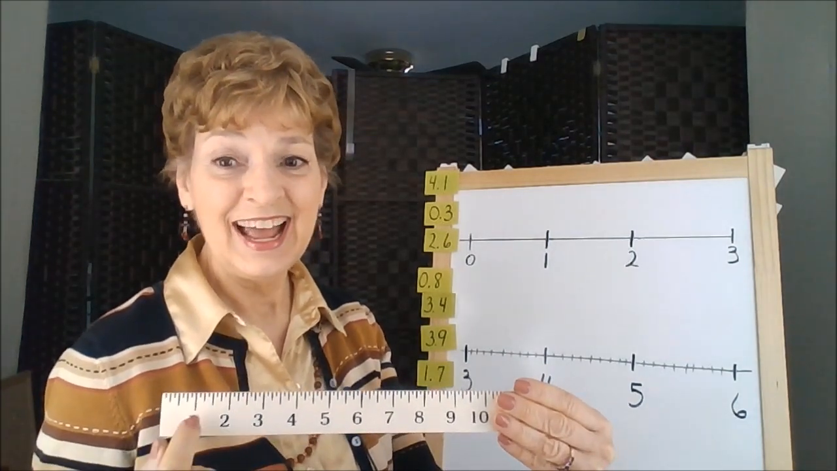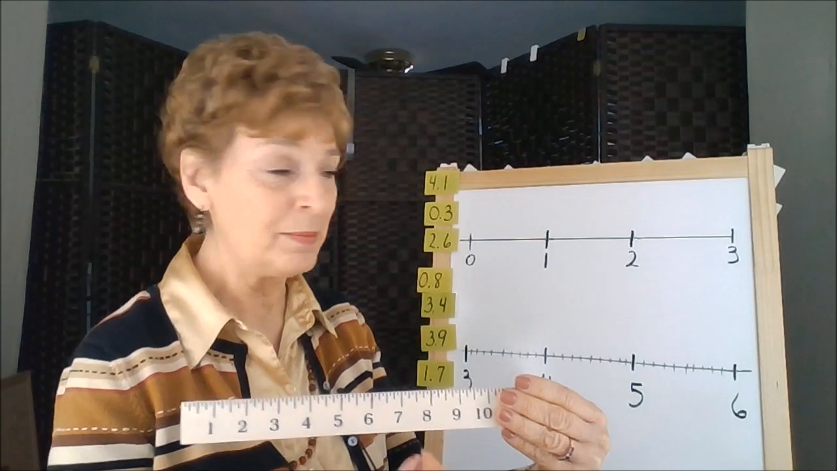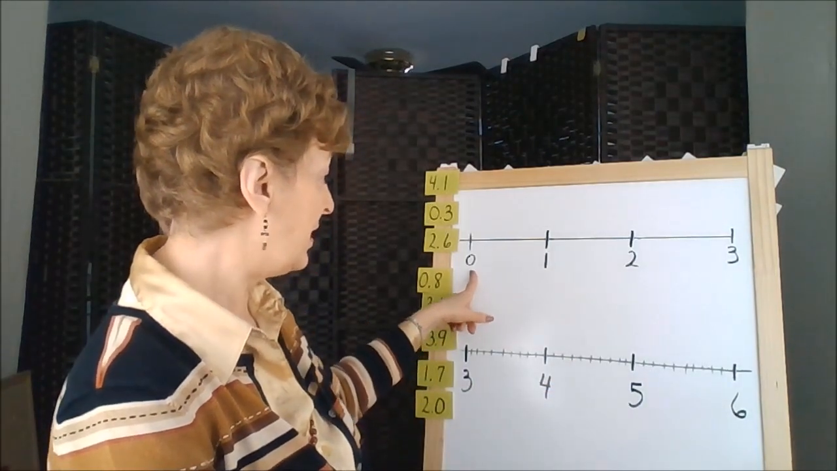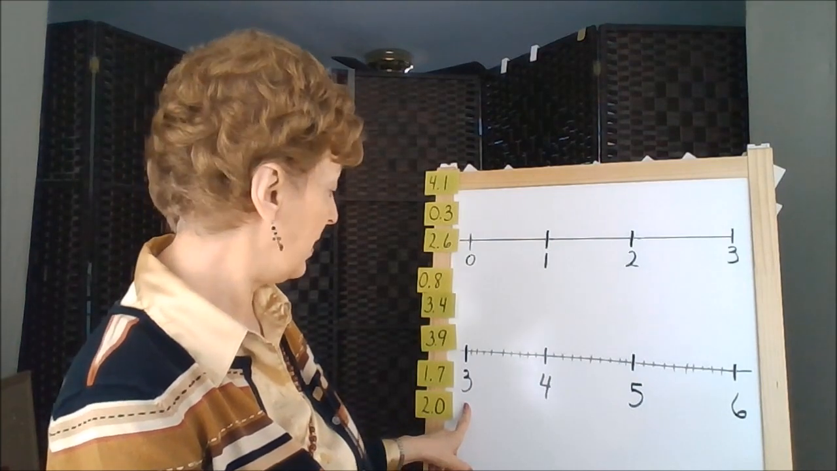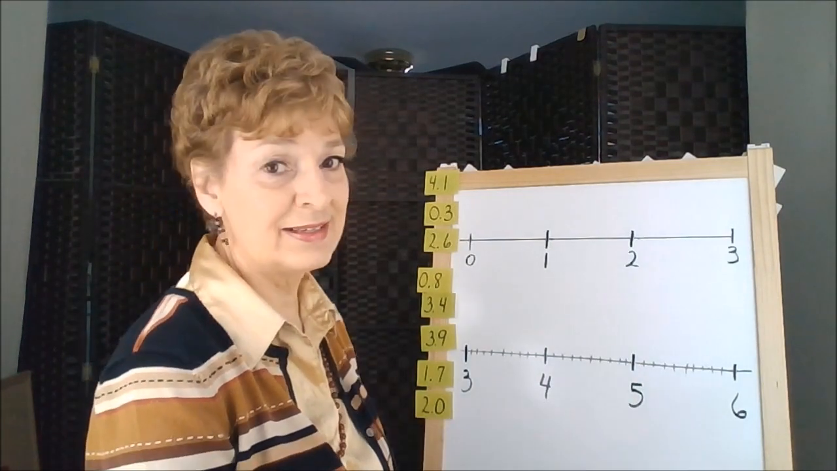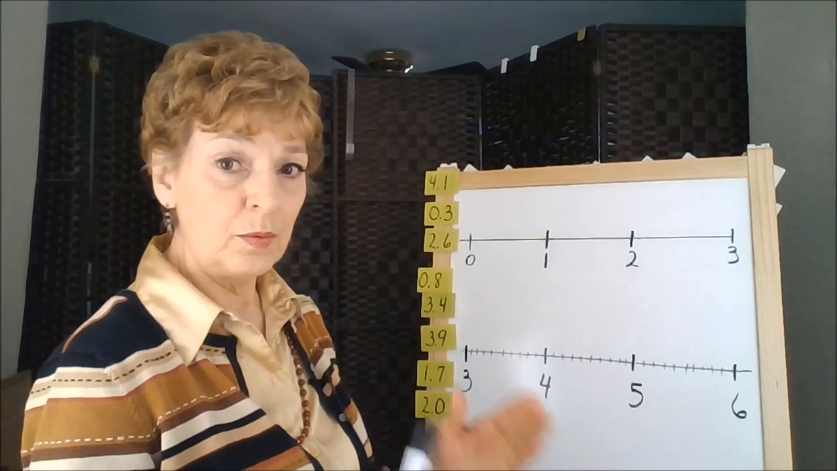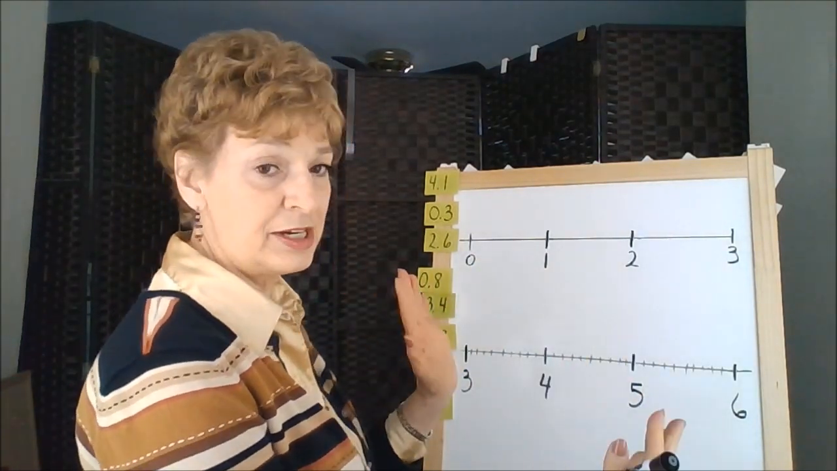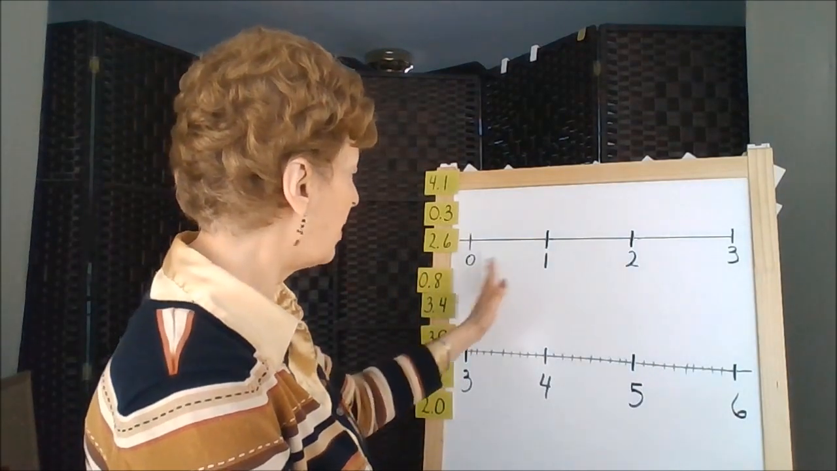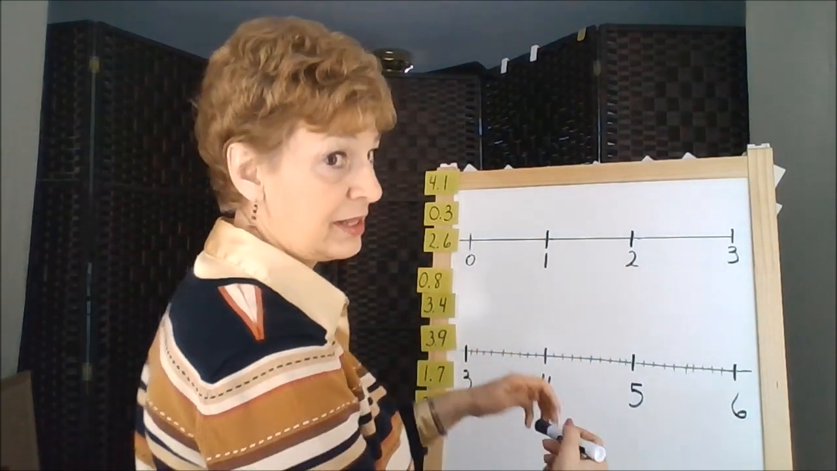As you can see, at each of the delineations, we have a number. So I have 0, 1, 2, 3, and then I repeated the 3 so I could extend my number line: 4, 5, and 6. With the metric, there are 10 separations between the 0 and the 1 initially.